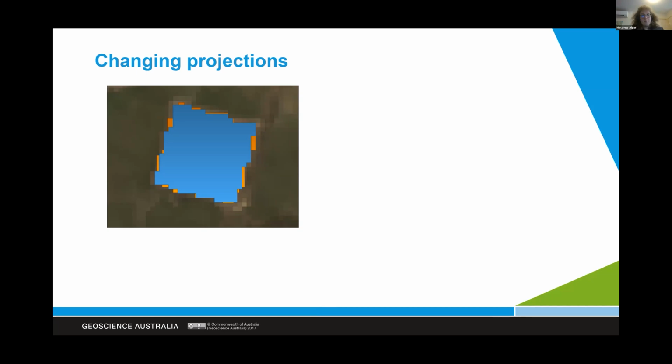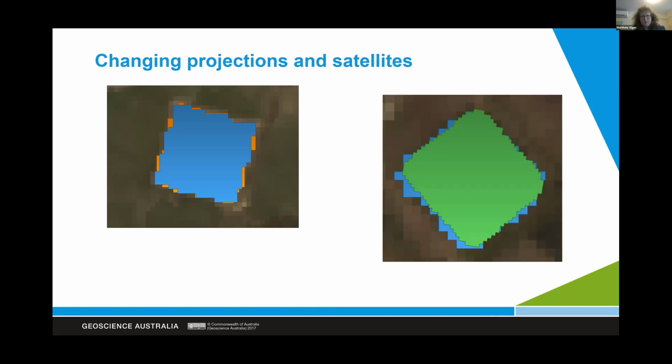Because, of course, if you have a different coordinate grid, you'll get a different polygon out. On the left here, I've got a picture of two different coordinate grids, which have provided two different polygons of the same water body, one in blue, one in orange. You also get this problem if you come in from different satellites. So on the right, I've got a picture of a Sentinel-2 derived polygon that has 10-meter resolution, overlaying the same water body derived from some Landsat data, which has 25-meter resolution. This can be a little bit problematic for us.